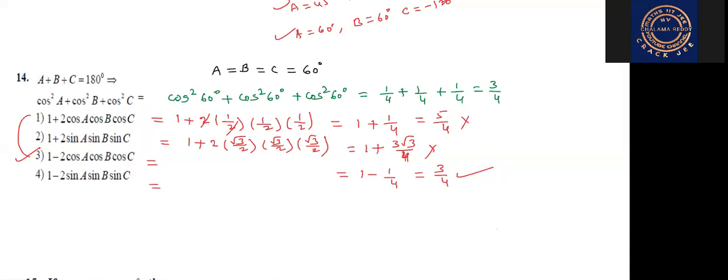Same as the fourth option also. Second and fourth option, what is the difference? Just minus. So we get the answer 1 minus 3 root 3 by 4. This is also a wrong answer.